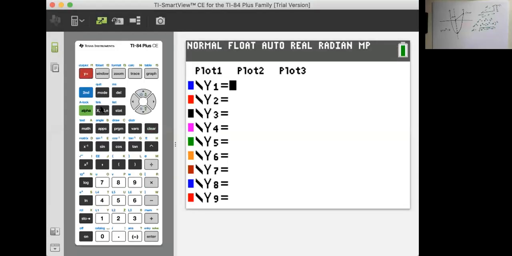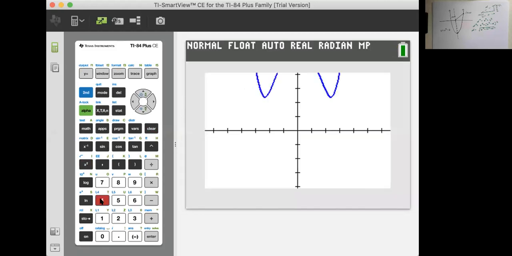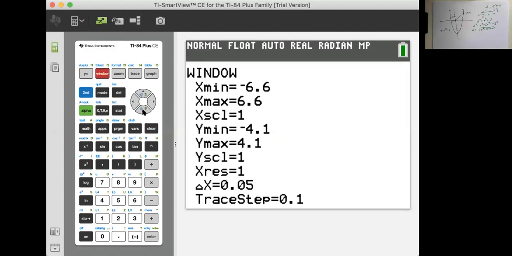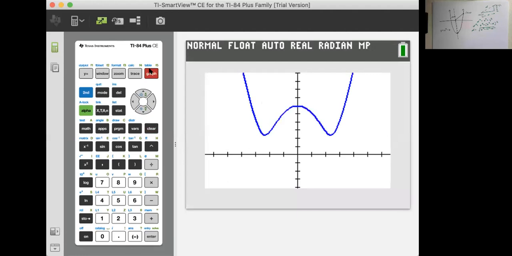Y equals button, square root, x squared plus parentheses x squared minus 6 squared. I'm going to draw a graph of that function. I'll start with zoom decimal. And I would like to see a little bit more above there, so I'll make my Y window a little larger. I'll change my max from 4 to maybe 10. And we've done that. So we've successfully drawn the graph.